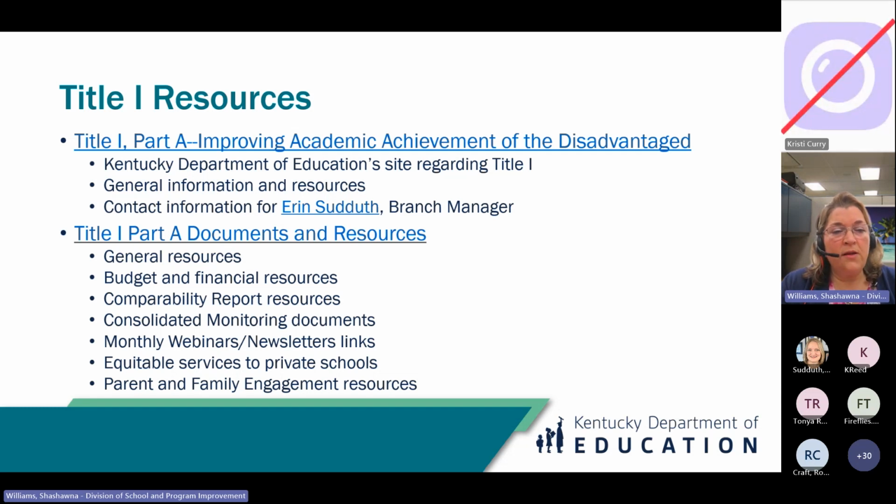Other important things on there are documents and resources for Title I Part A, general resources, budget and financial resources, comparability report resources, consolidated monitoring documents, monthly webinars and newsletter links for all of the Title I webinars that Ms. Sudduth does, and then equitable services to private schools. So if you need information about that, and then parent and family engagement resources.